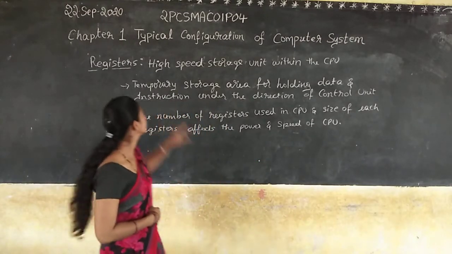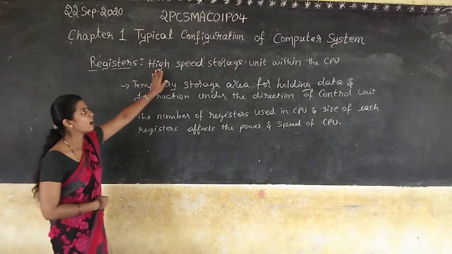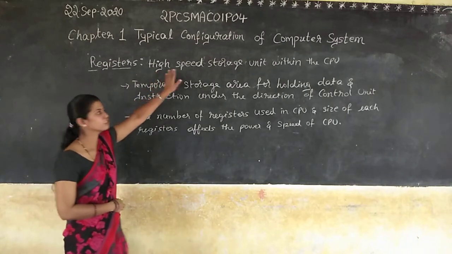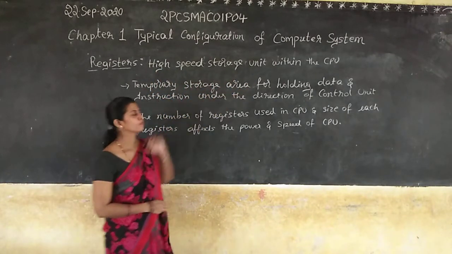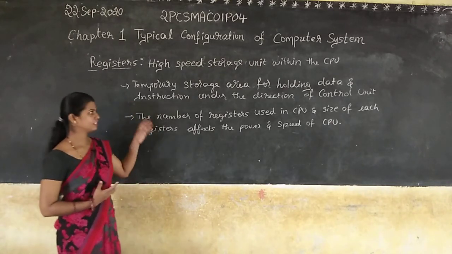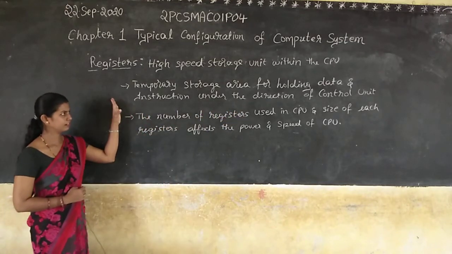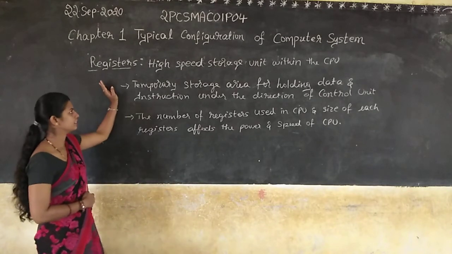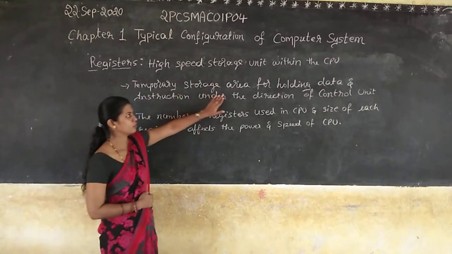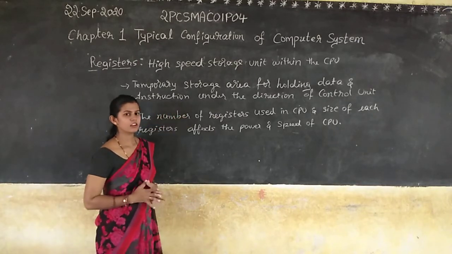Next we see registers. What are registers? Registers are high speed storage units within the CPU. It is a temporary storage area for holding the data and instruction under the direction of a control unit. The data and instructions are stored in the registers temporarily.